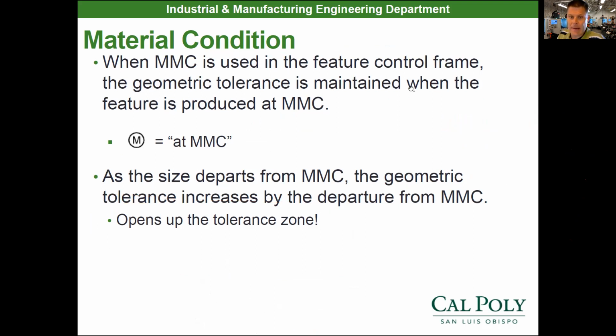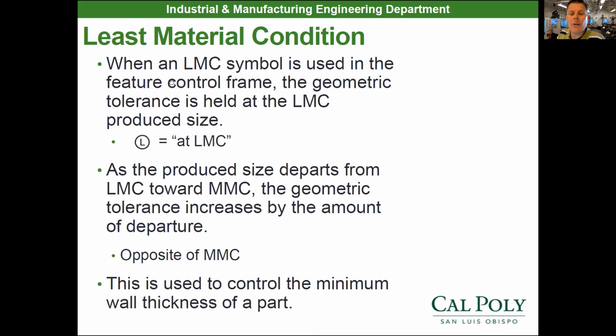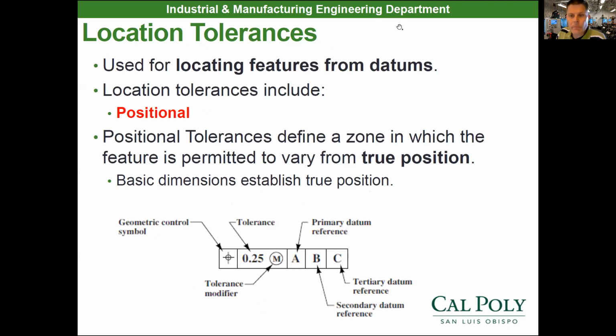So I'm going to do another example with you. Don't worry. If it's held at LMC, it would hold it at least material condition. This is used to control minimum wall thickness of a part. If that's what's important in your design, minimum wall thickness, you can do that with the LMC symbol if you have a hole that's placed really close to it. Now, the only place that you're going to find these tolerance modifiers is in this feature control frame.